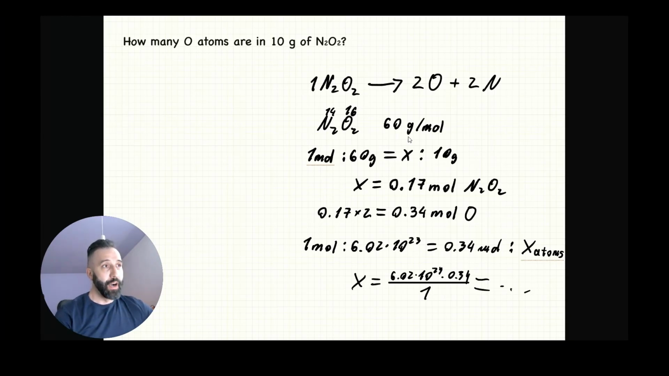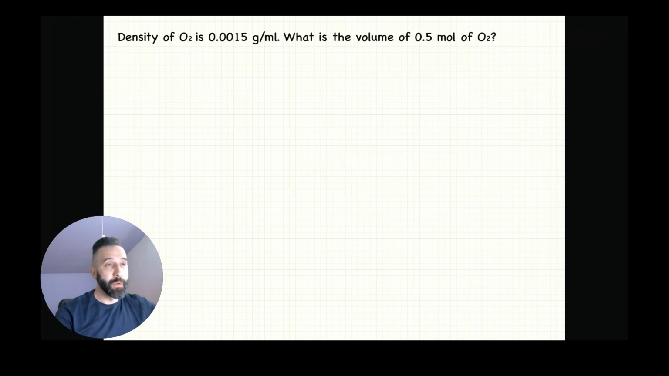However, oxygen is double, because each mole of N2O2 will give me 2 moles of oxygen, right? So I actually have this much oxygen. And then I can just use Avogadro's number: 1 to Avogadro's number is 0.34 to X. Just calculate. Pretty easy.